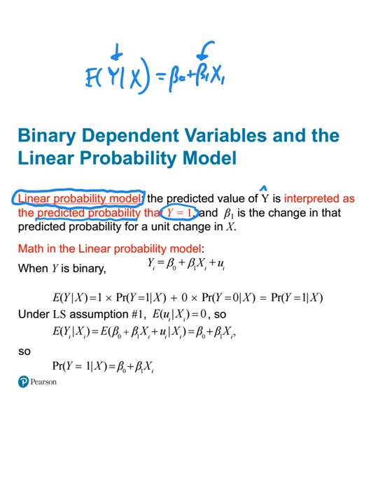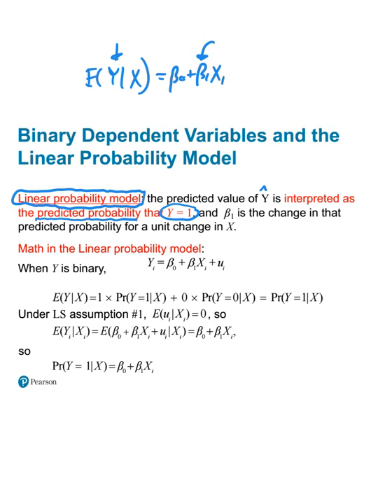Let's say if income increases by $1,000 and our beta 1, at least in this situation, is 0.5, then an increase in our income of $1,000 is going to increase the probability of our dependent variable being equal to 1 by, let's say, 50%. So if our independent variable is income, and our dependent variable is the likelihood of getting a loan, then increasing income by $1,000 will increase the probability of getting a loan by 50%.